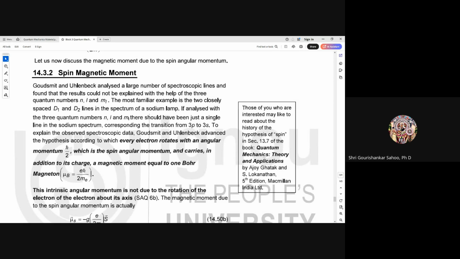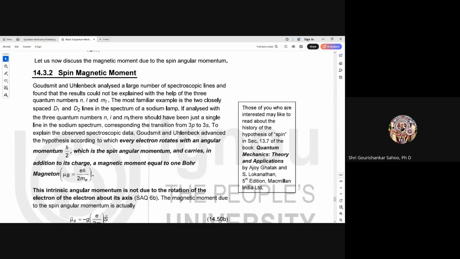Goudsmit and Uhlenbeck analyzed a large number of spectroscopic lines and found that the results could not be explained with the help of three quantum numbers n, l, and ml. The most familiar example is the two closely spaced D1 and D2 lines in the spectrum of a sodium lamp. If analyzed with the three quantum numbers n, l, and ml, there should have been just a single line in the sodium spectrum corresponding to the transition from 3p to 3s.